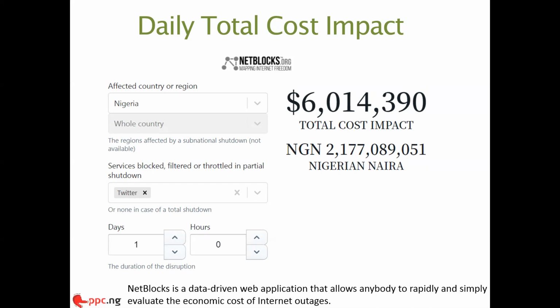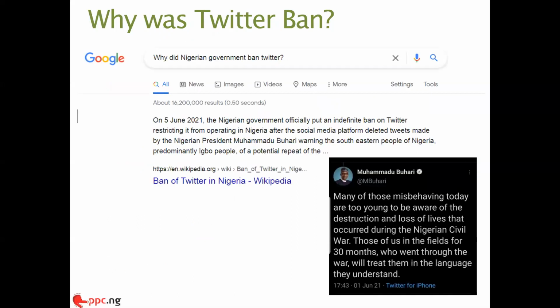Okay, so why was Twitter banned? So it was a search on Google. Why did the Nigerian government ban Twitter? As given by Wikipedia.